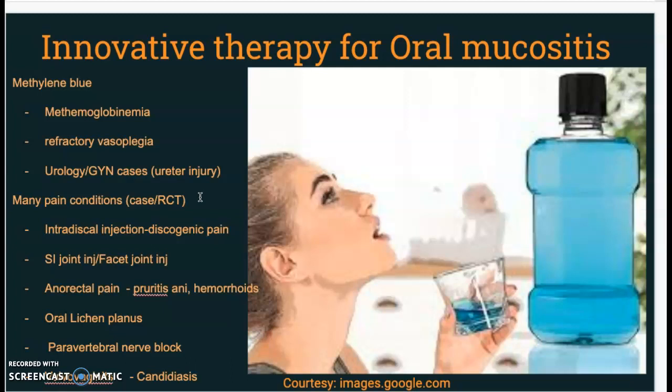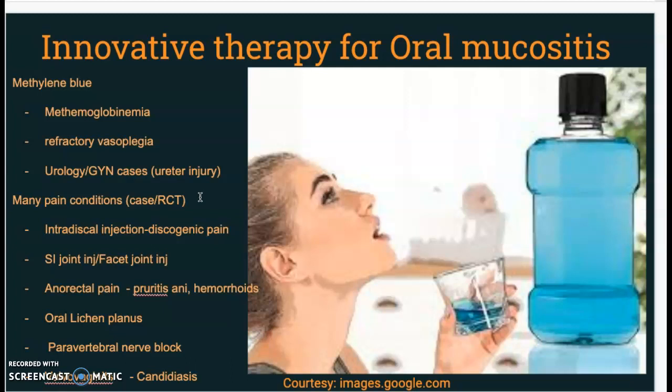And some enthusiasts of regional anesthesia also used methylene blue in the paravertebral nerve block. And I don't know why methylene blue needs to be used, but this is what the case report says. And it was also a topical application used for vulvovaginitis and candidiasis. So he made a very strong case to use the methylene blue oral rinse for oral mucositis.